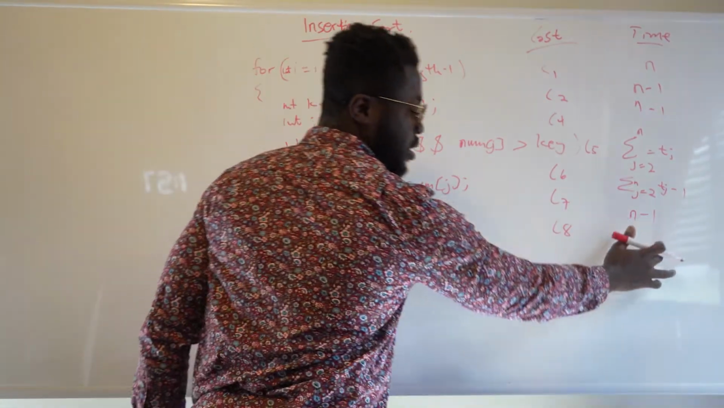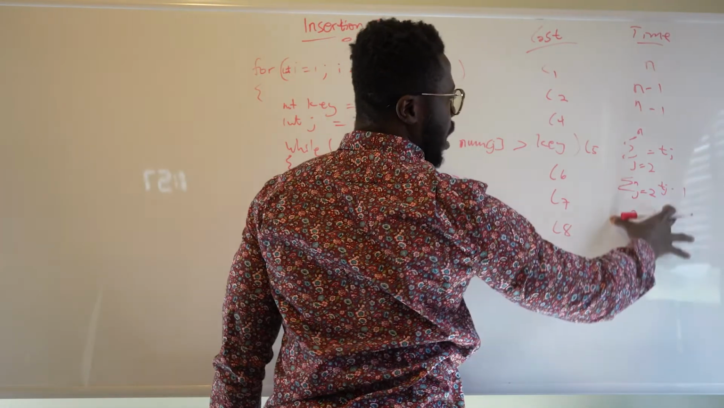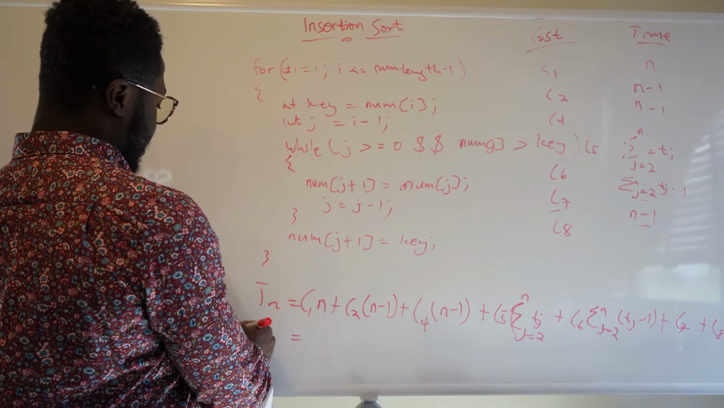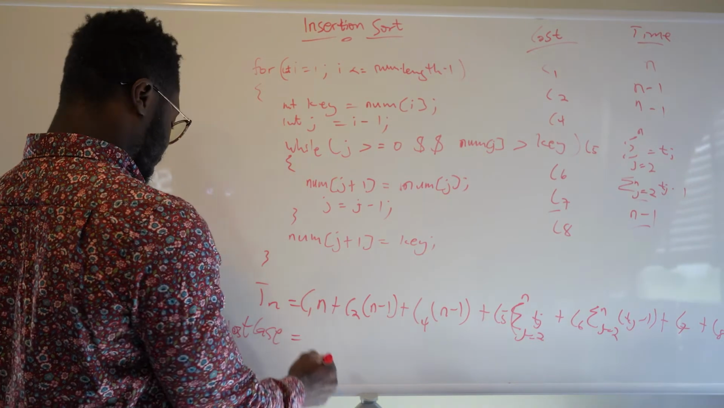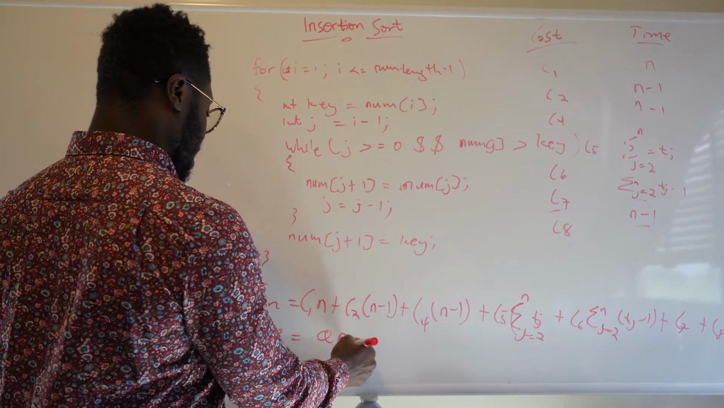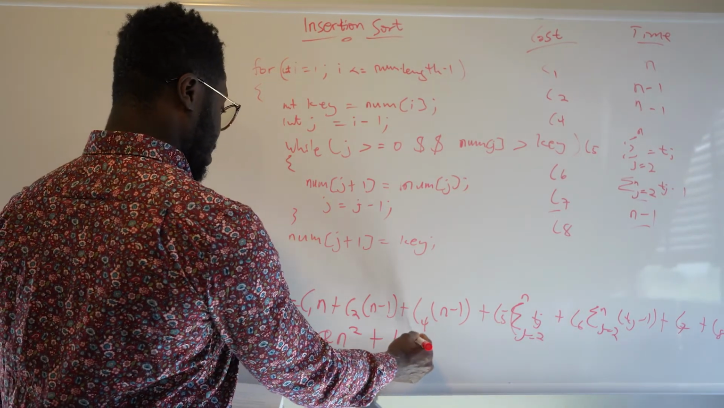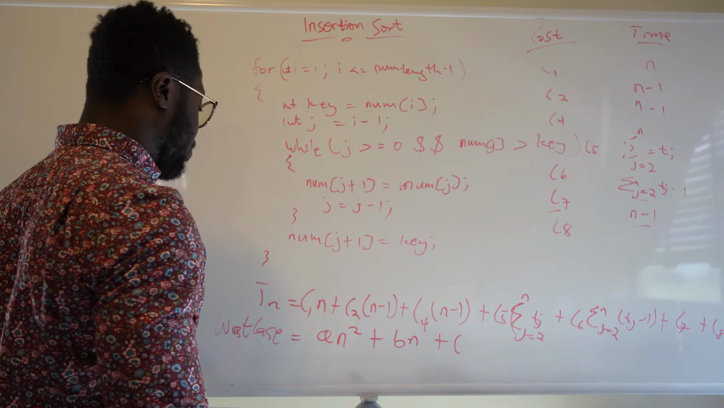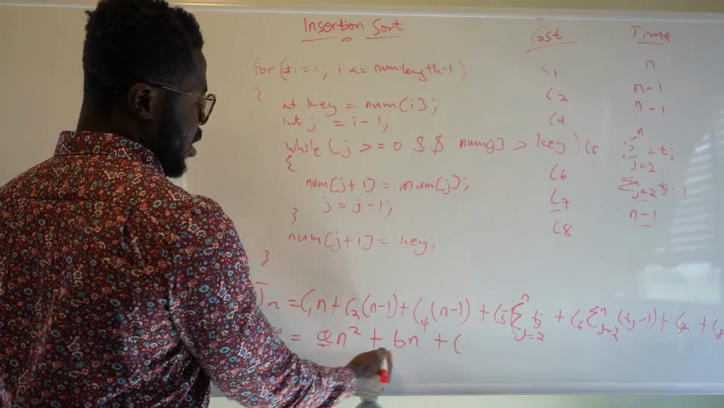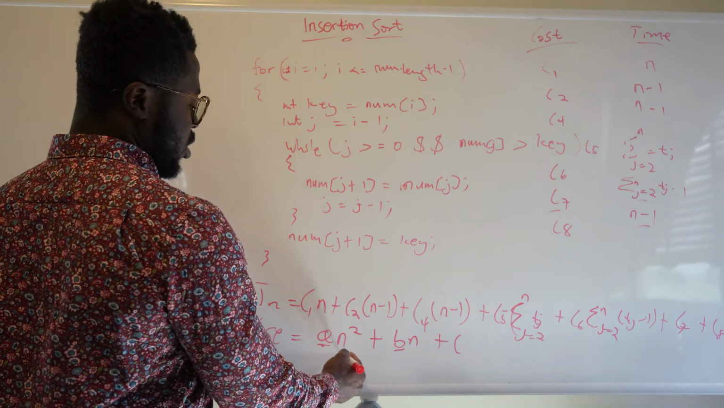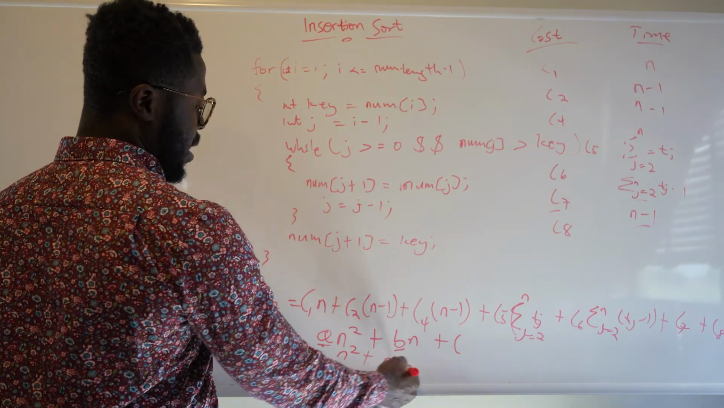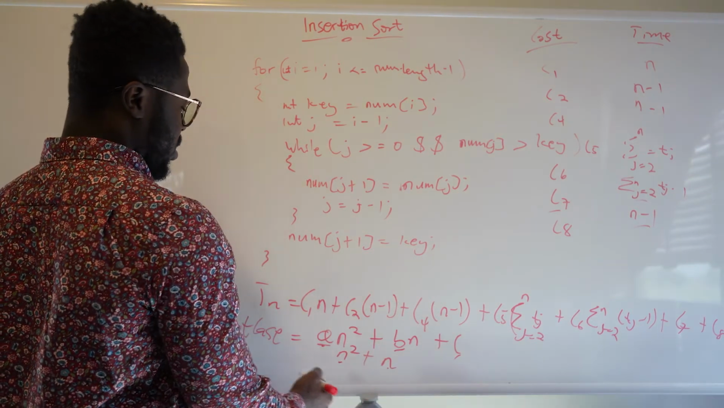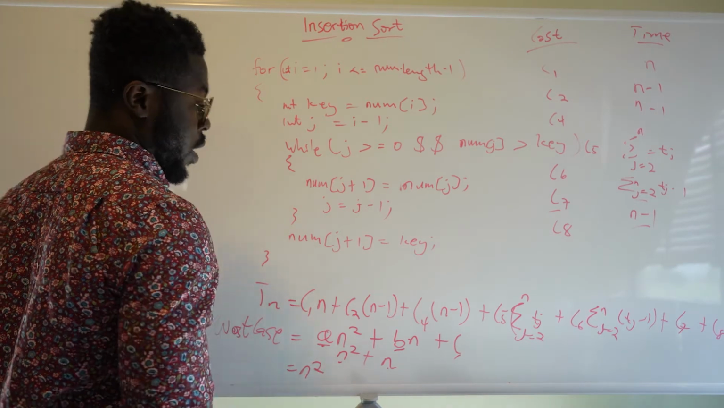We have the cost and we have the time, and we are going to add this up. We will get the worst case. The worst case is going to be an squared plus bn plus c. We don't really care about the coefficients, so it's going to be n squared plus n. We take all the coefficients out and we take the biggest term, so the worst case is going to be n squared.